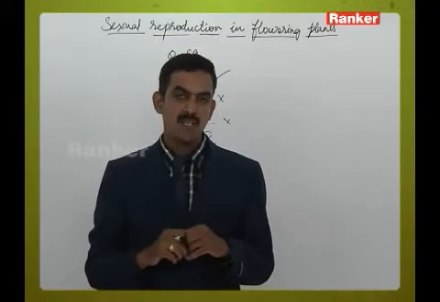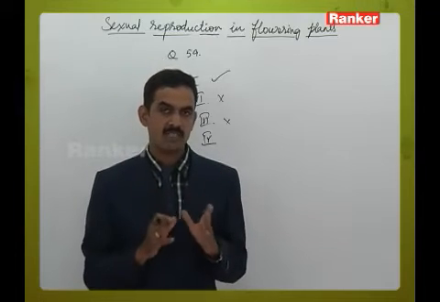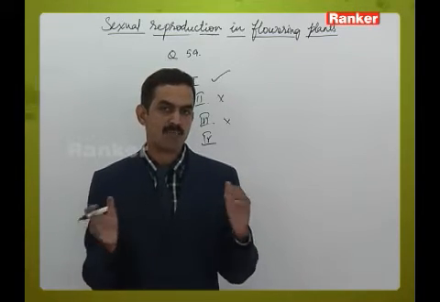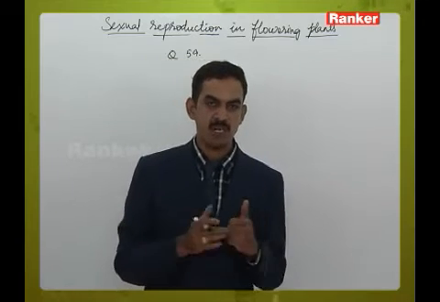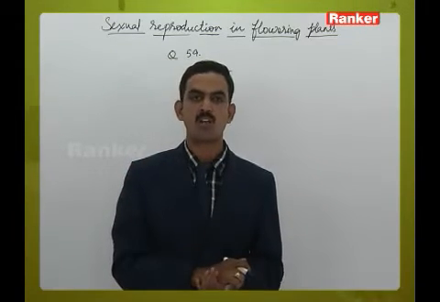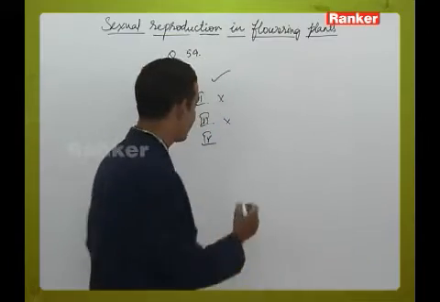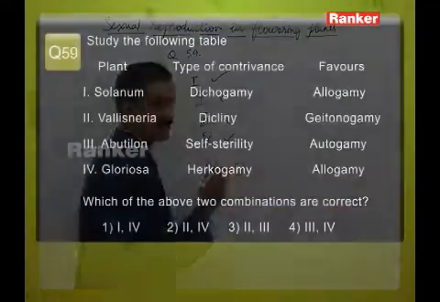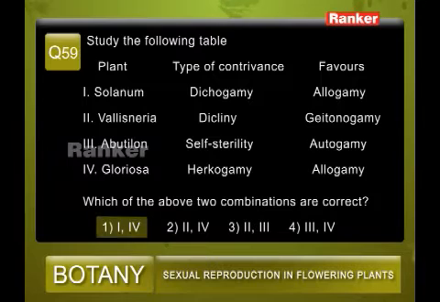In gloriosa, the bisexual flower contains both androecium and gynoecium which are present in opposite directions, and that is promoting allogamy or cross pollination. So that is correct. So from this, 1 and 4 are correct combinations in the given tables. So question number 59, the correct answer is 1.